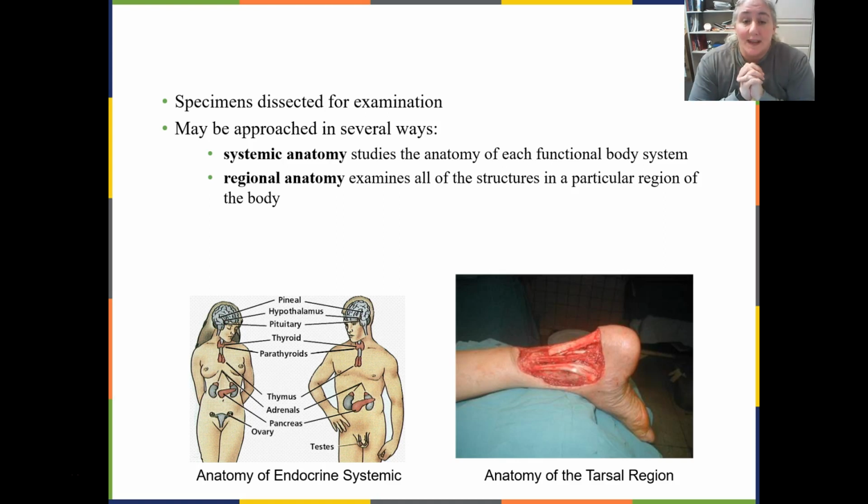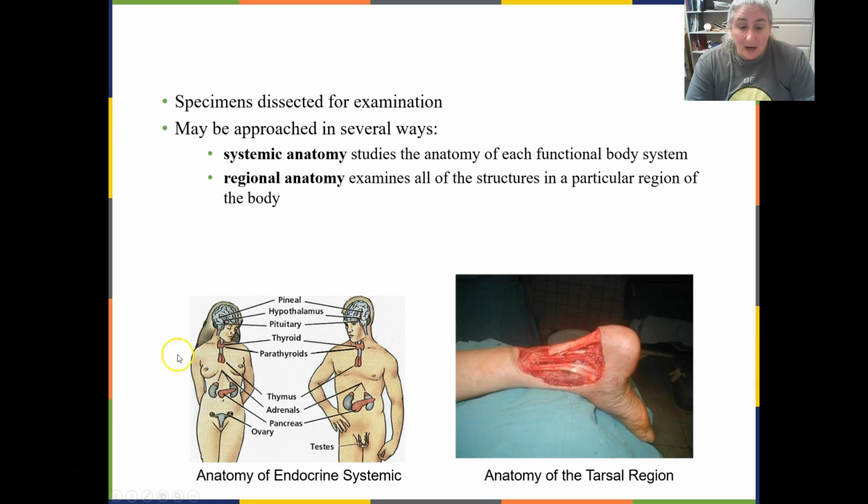In our class, Anatomy and Physiology here at Spoon, we do systemic anatomy and physiology. Now, if you go into upper level anatomy classes, you typically will look at regional anatomy and physiology. So regional anatomy and physiology is where you're looking at a specific region of the body and you learn all the structures and their functions of that one region. So here would be a regional anatomy of the tarsal region.